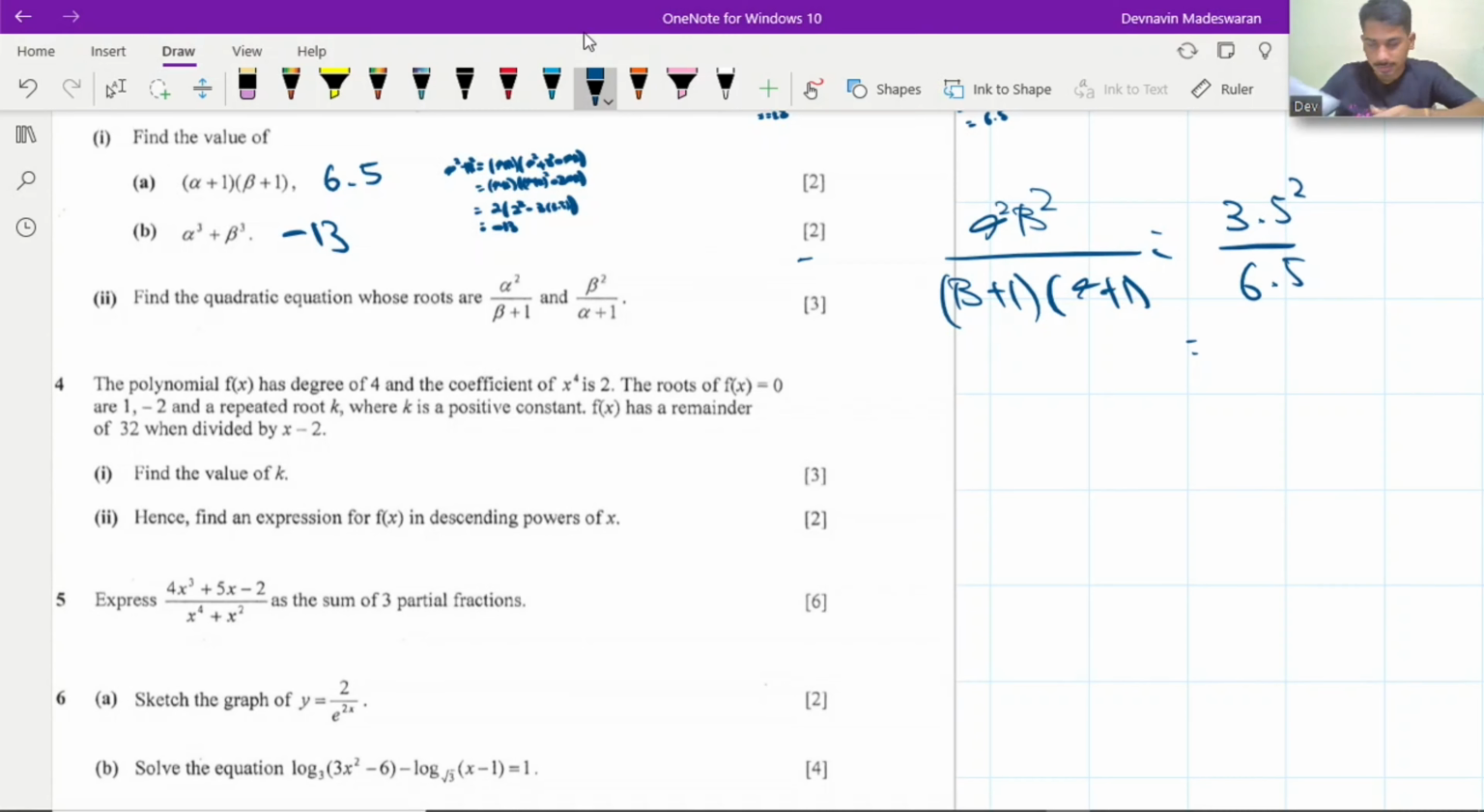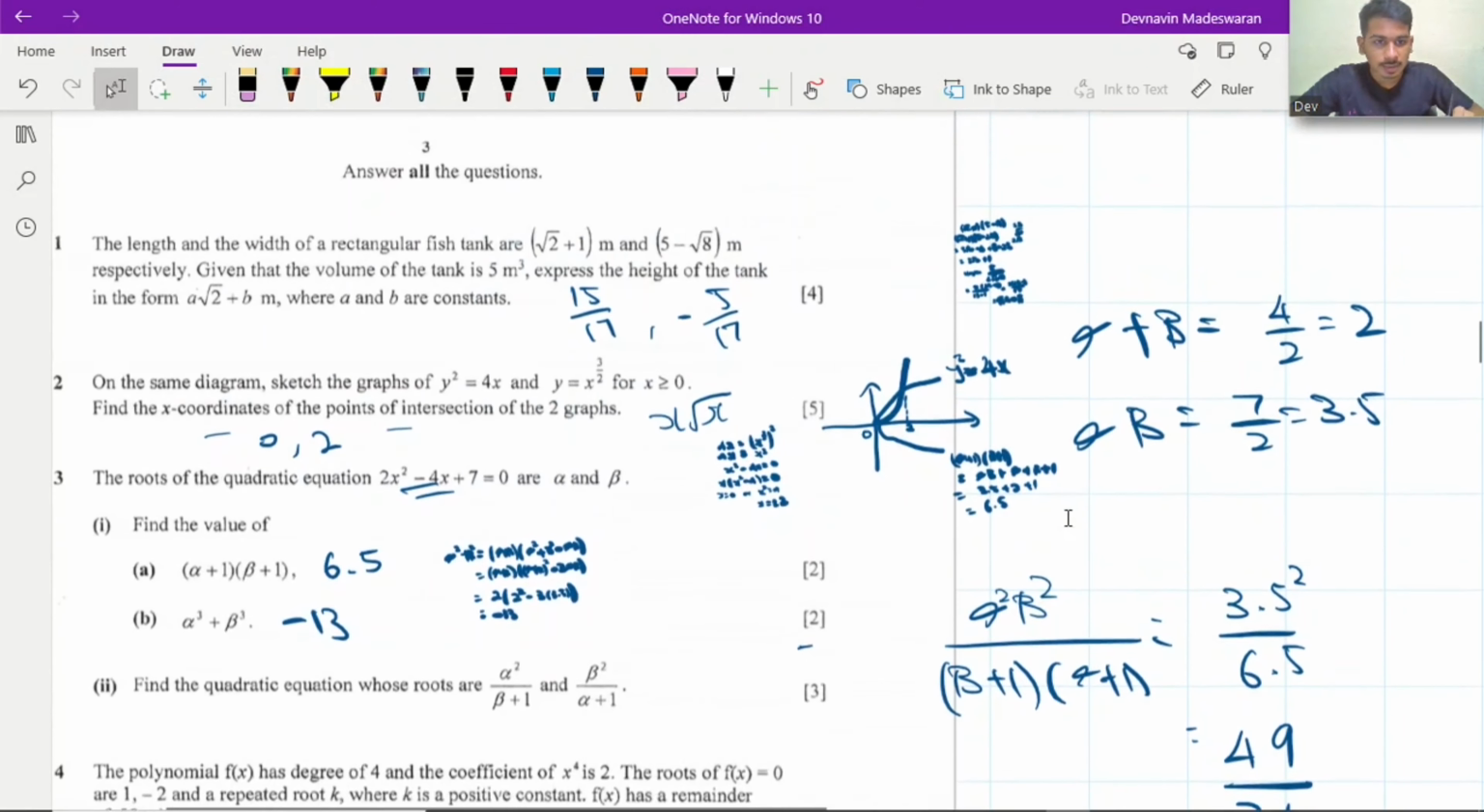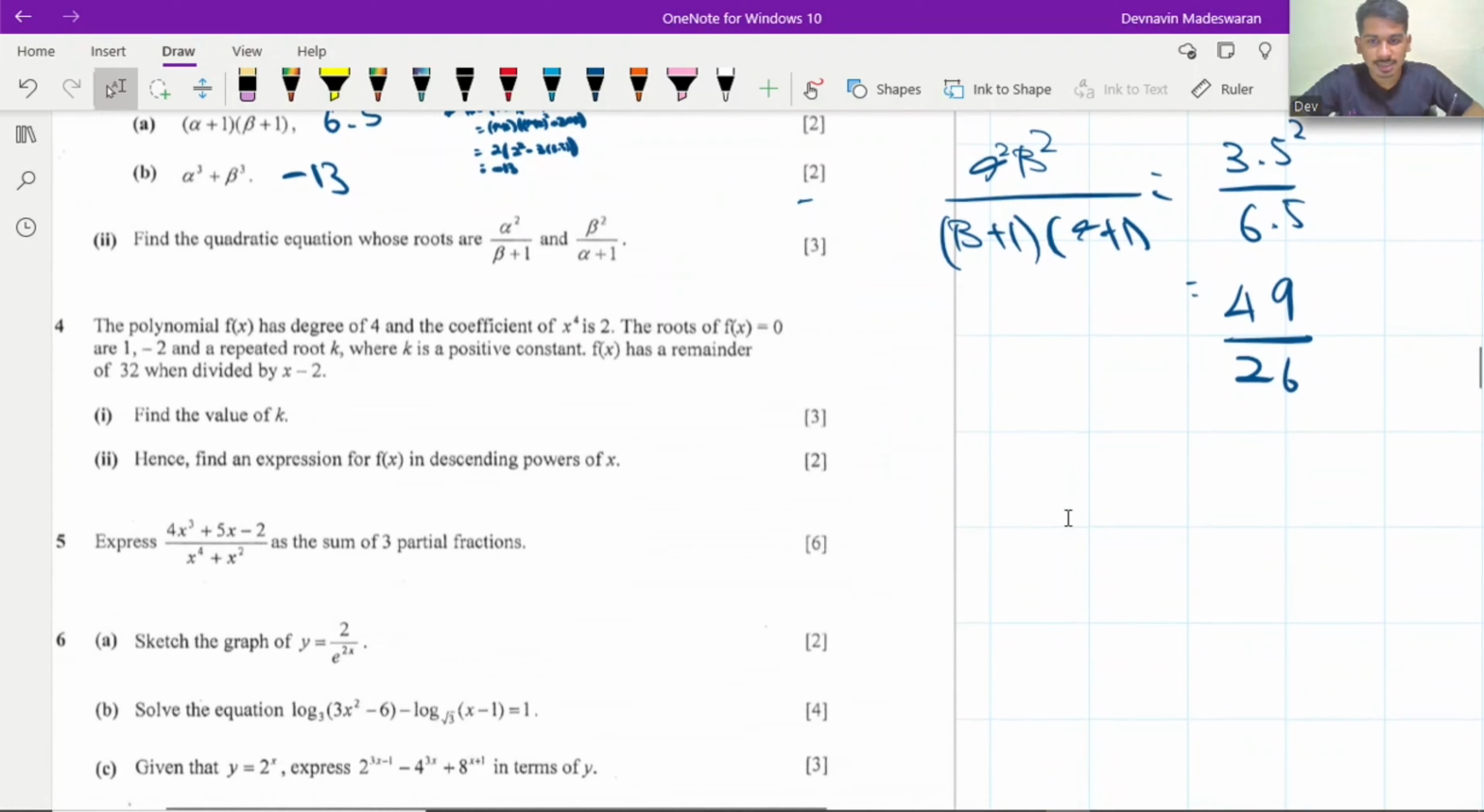So let's see. So 6.5. Okay, let me change the fraction. Math fraction. 49 over 26. Then let's try the sum of roots.